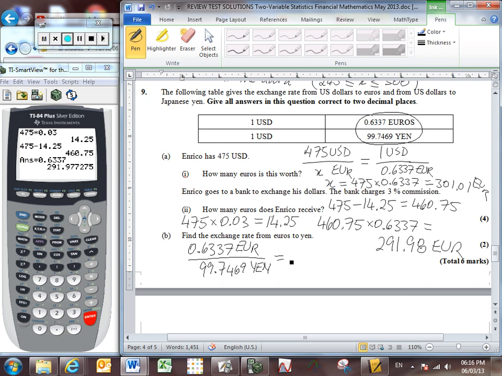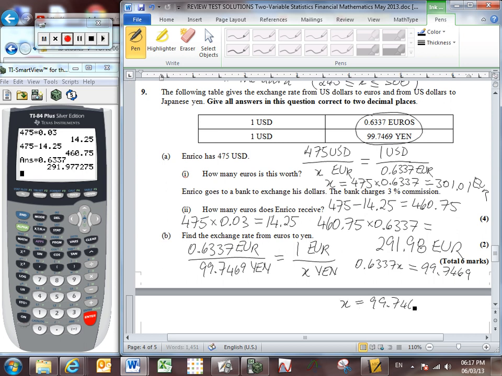And so let's find out then, that's equivalent to 1 euro is equivalent to how many yen, and that will be our exchange rate, 1 to something. And so we'll cross multiply. X times 0.6337 is 0.6337x, and we'll cross multiply the other way, is 99.7469. And that must mean then that x is equal to 99.7469 divided by 0.6337. And we'll work that out.